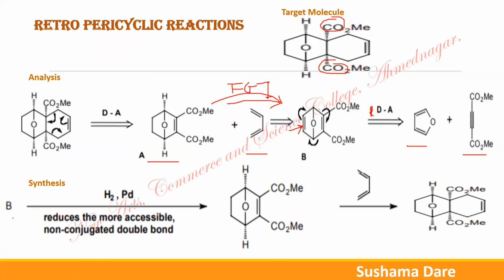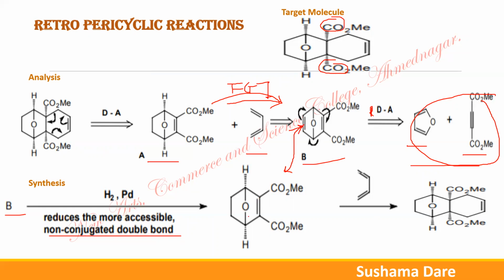Now look at the synthesis. So the compound B, this we already discussed in the previous example. So we had to do the reaction of these two and synthesize the B. Once you get the B, then this double bond, we have to reduce it by H2 palladium. That reduces the more accessible non-conjugated double bond. So this double bond is the non-conjugated double bond. So this double bond is reduced.